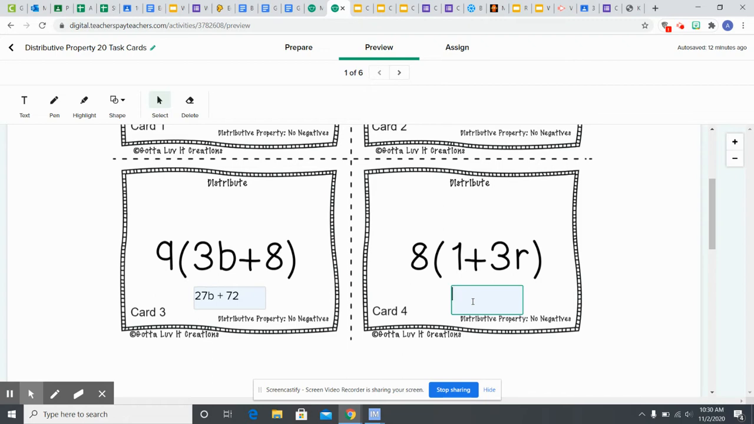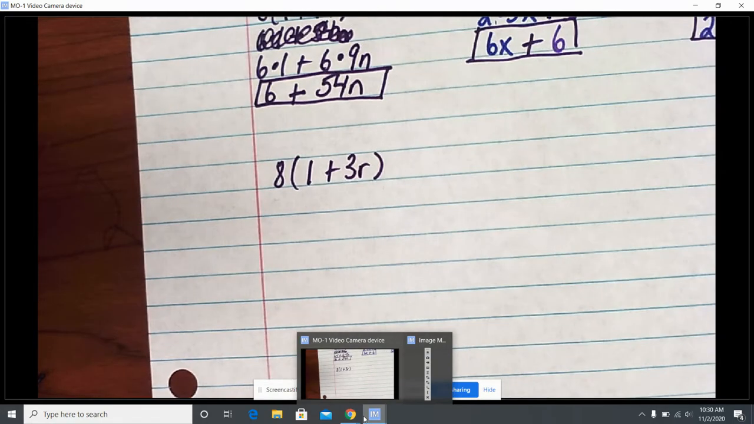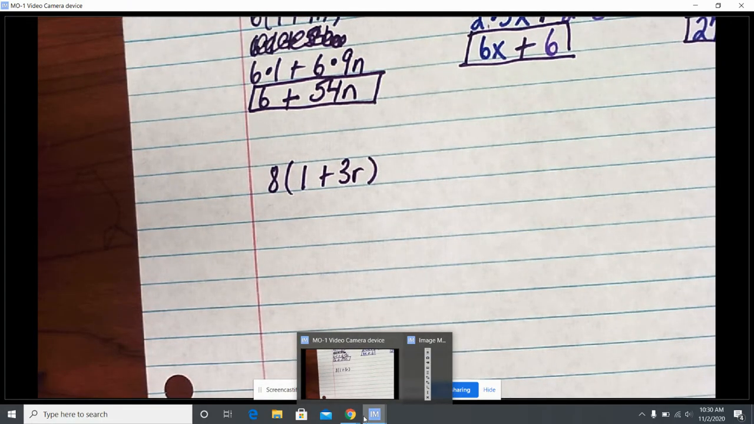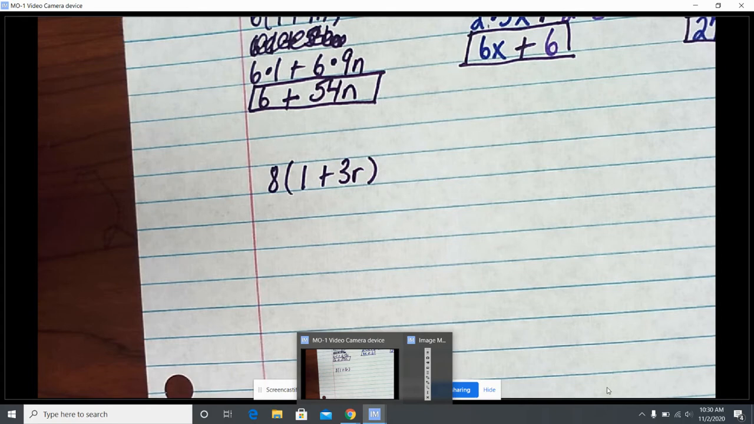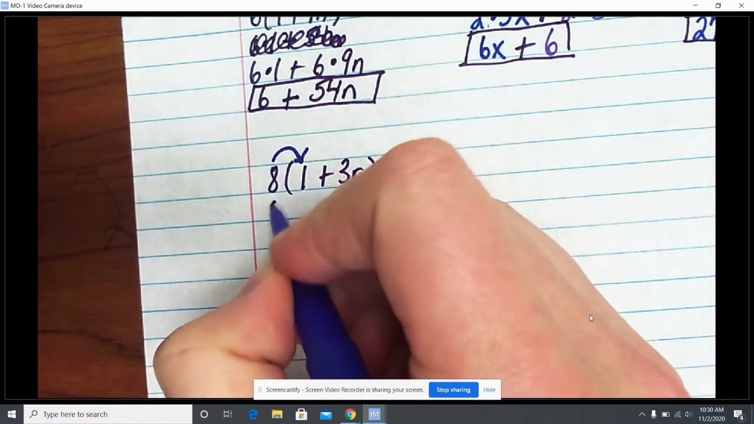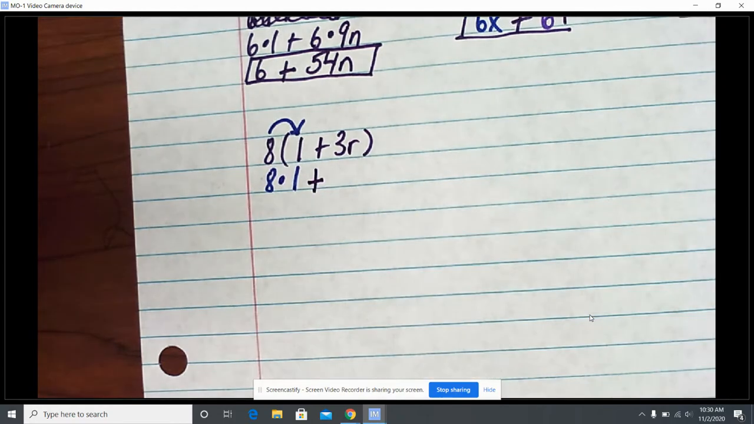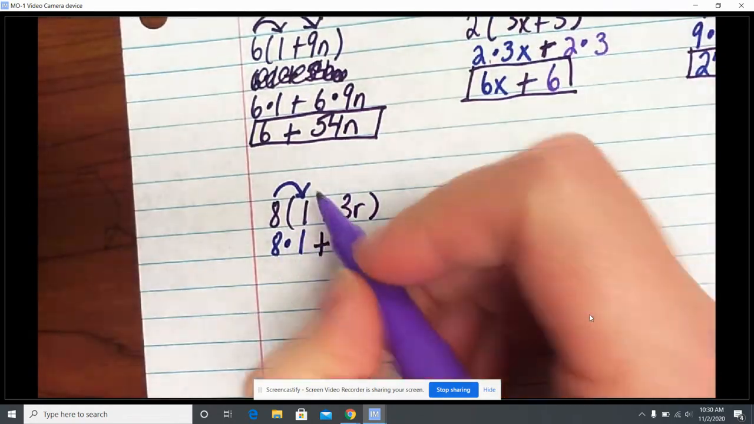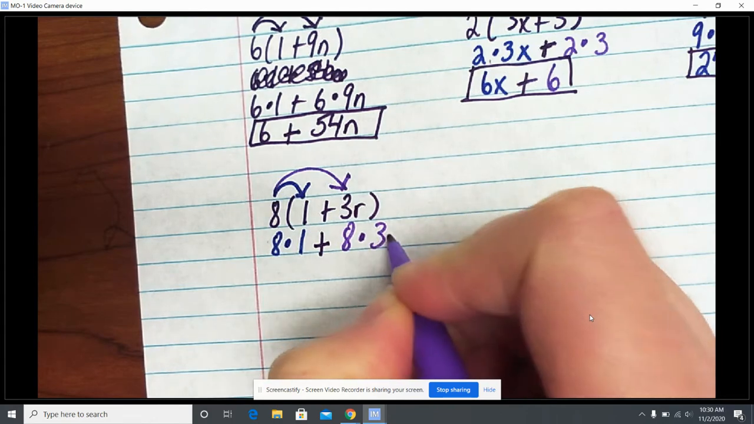The next one, we're going to take 8 parentheses 1 plus 3r. So I'm distributing out my 8 with both terms on the inside of my parentheses. So first I'm distributing out my 8 with my 1. So that means I'm taking 8 times 1 plus my 8 and my 3r, which is 8 times 3r.